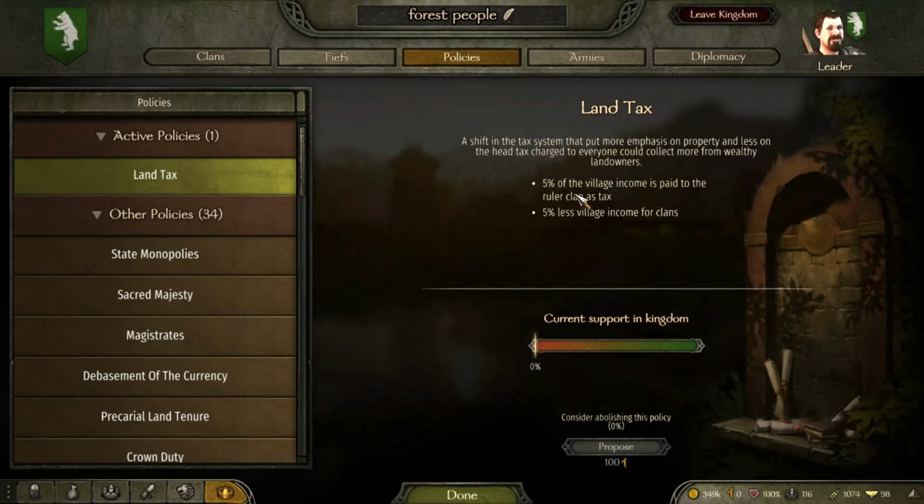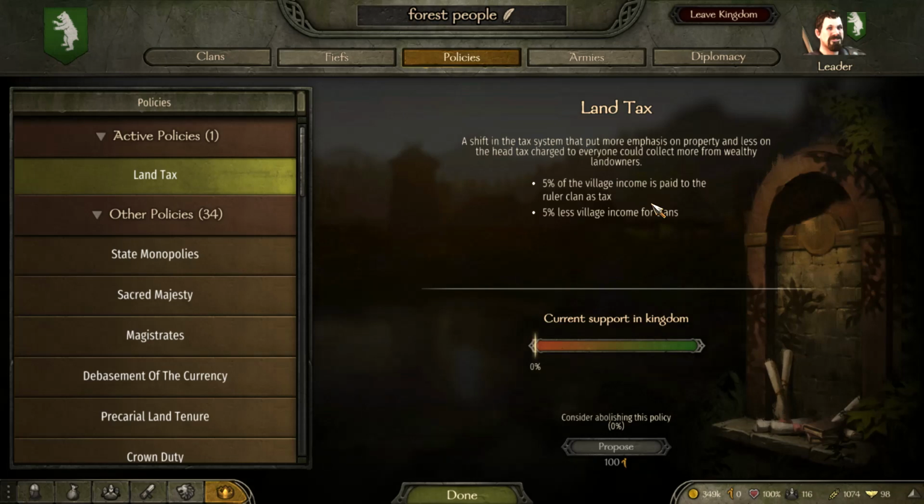So it says 5% of the village income is paid to the ruling clan as tax. So that means for any villages that your kingdom owns, regardless of which clan owns it, 5% of the income from that village is going to be paid to my clan, to me. But it also means that there's going to be 5% less village income, obviously, for all the clans. So you have your positive and negative there.